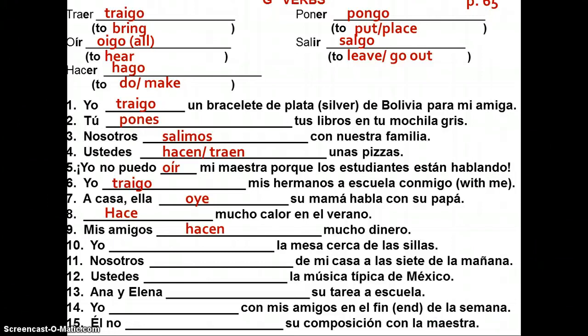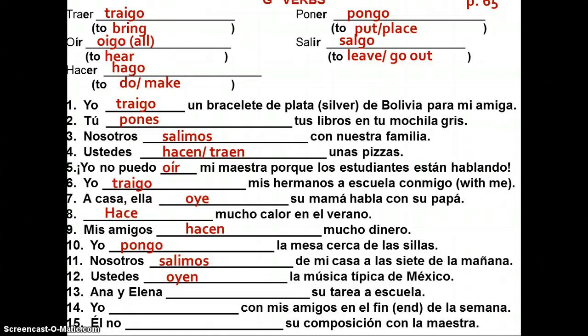9, mis amigos hacen mucho dinero. My friends make a lot of money. Number 10, yo pongo la mesa cerca de las sillas. I put the chair or the table near the chairs. Number 11, nosotros salimos de mi casa a las 7 de la mañana. We leave from my house at 7 a.m.